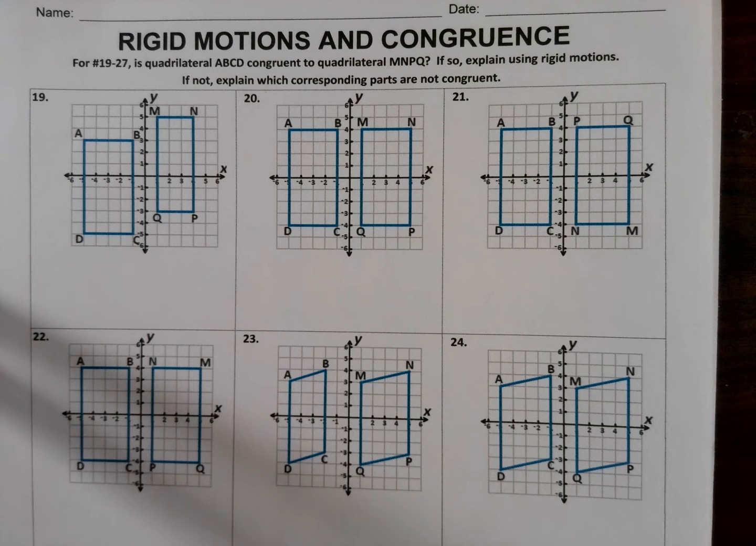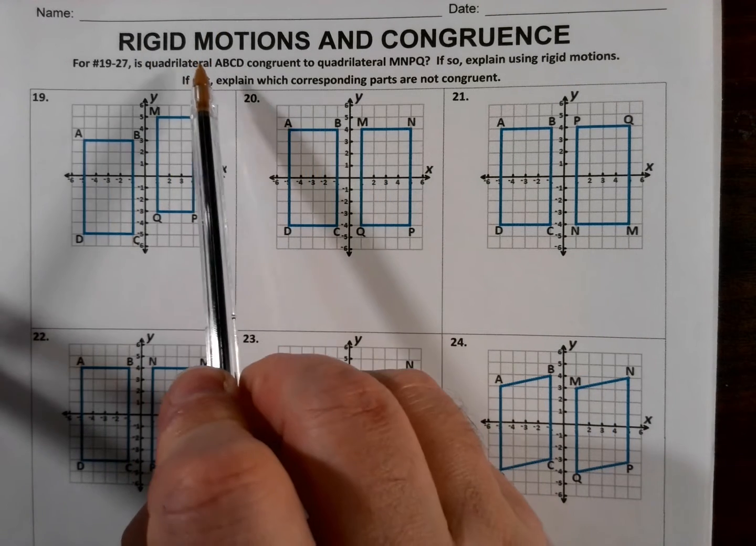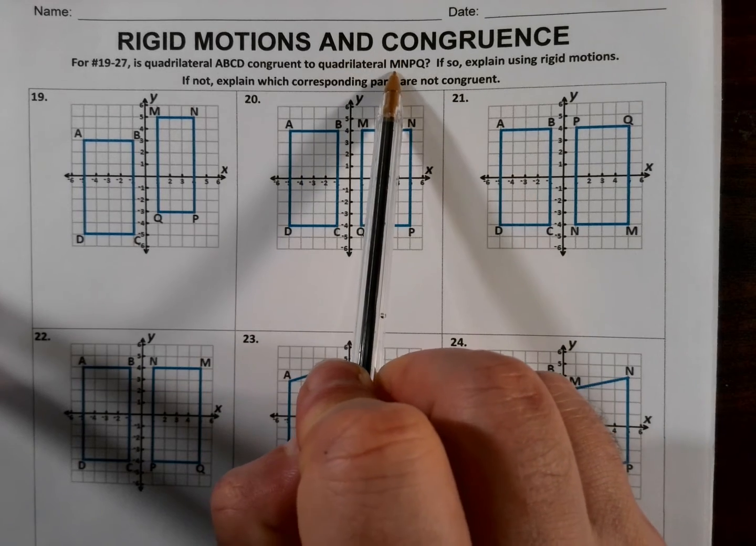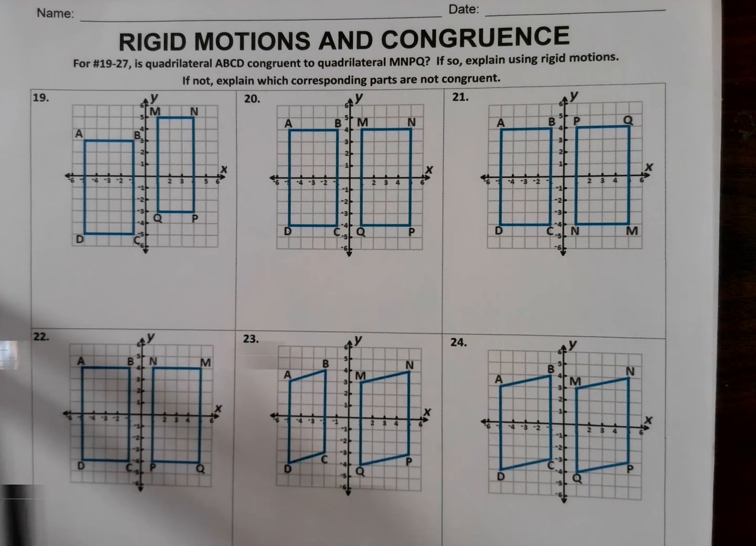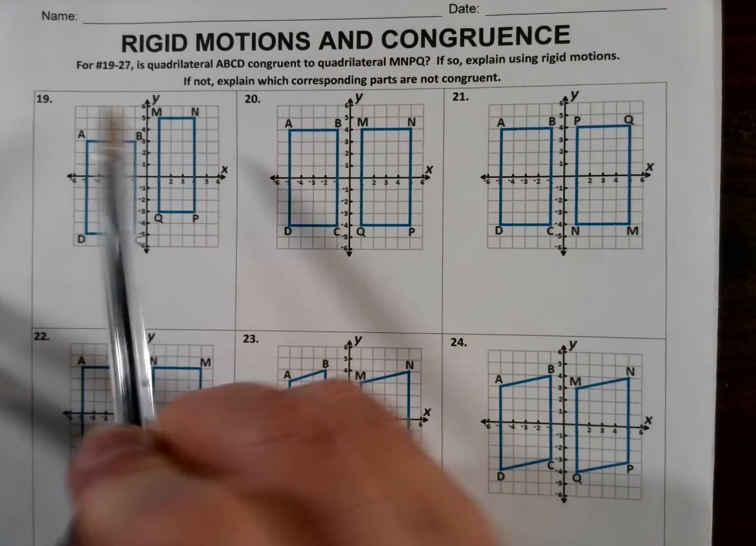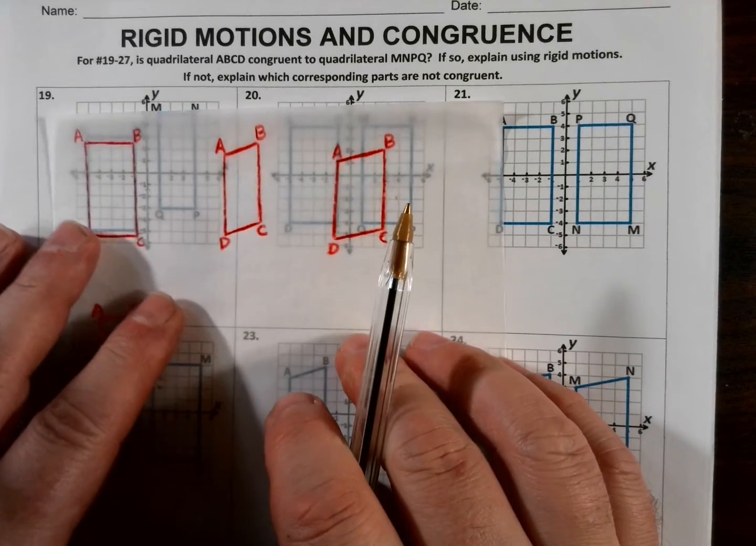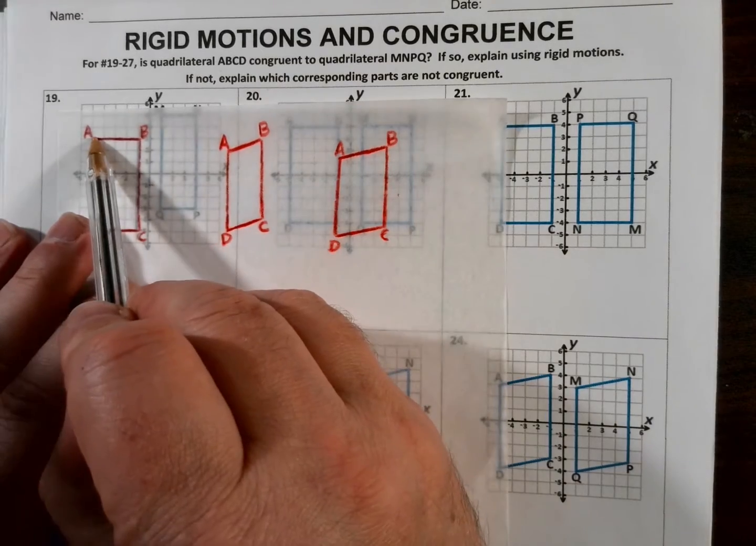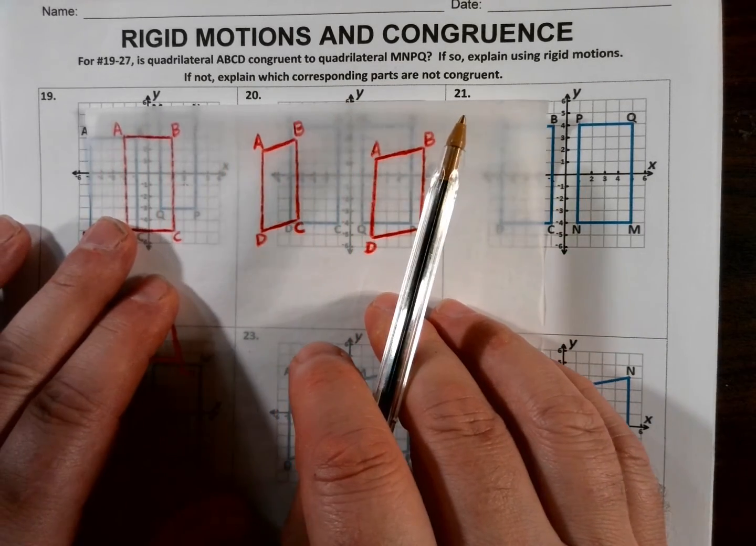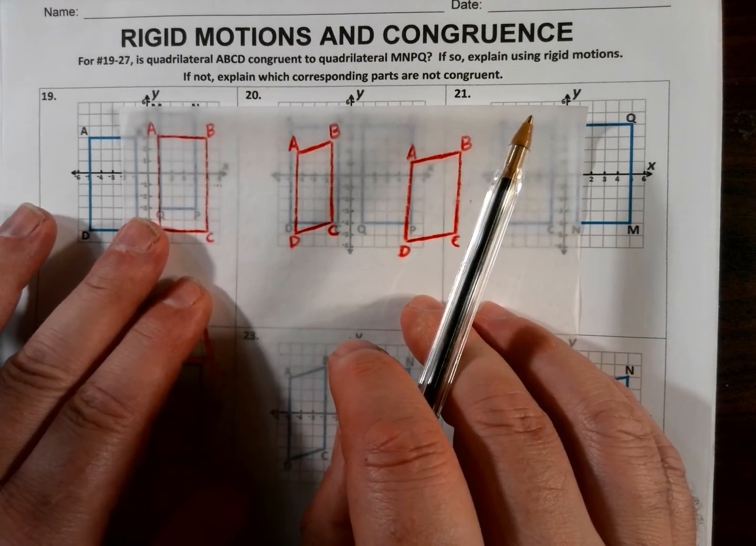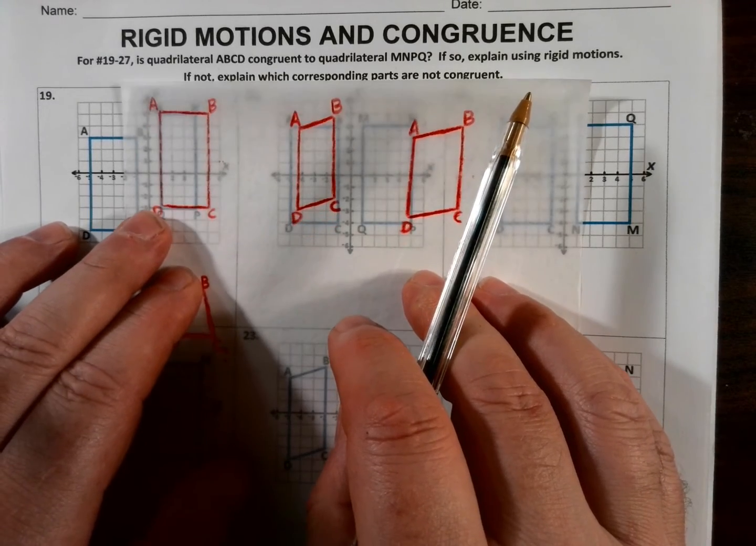So what we're going to do is analyze what's happening from A to point M. If we look at number 19, here's A and here's M, so it looks like a translation is occurring. When we take point A, we're going to translate 1, 2, 3, 4, 5, 6 units to the right, and then we're going to go up 2.